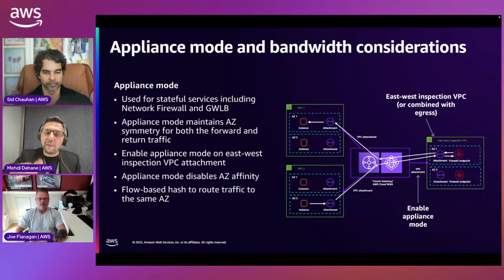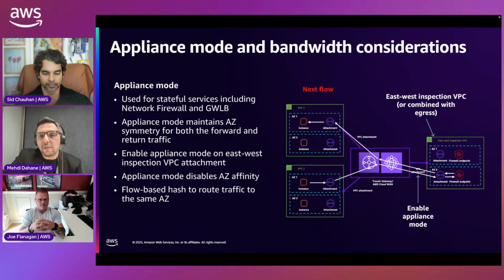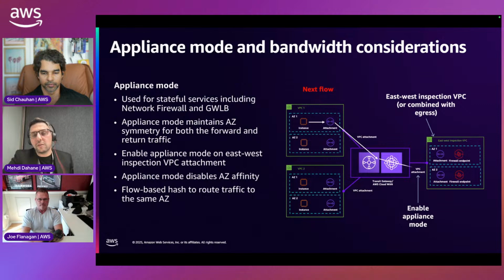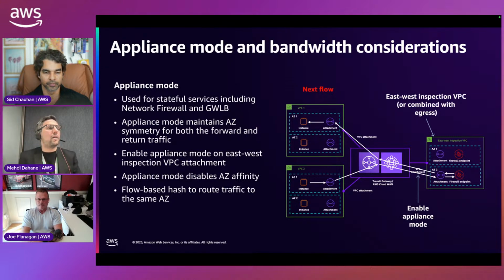So if you look at the bottom, if we didn't have appliance mode, traffic coming from AZ2 would have landed in AZ2 in the inspection VPC. And that's what appliance mode does for you. So the next flow will be sent to AZ2 and so on. So not only does it maintain symmetry, but appliance mode also ensures that the load is evenly distributed across your different AZs.